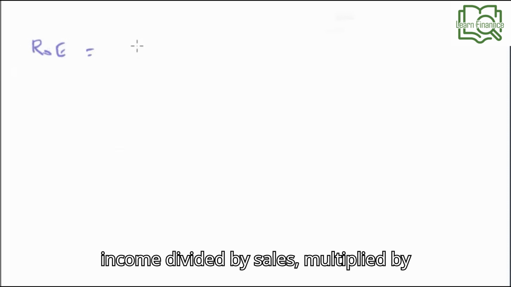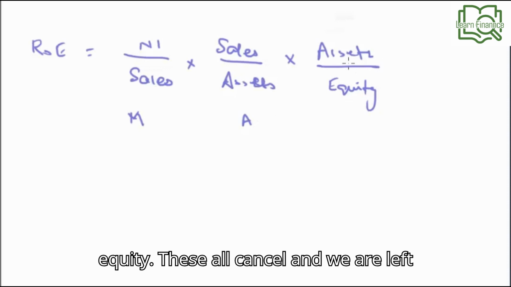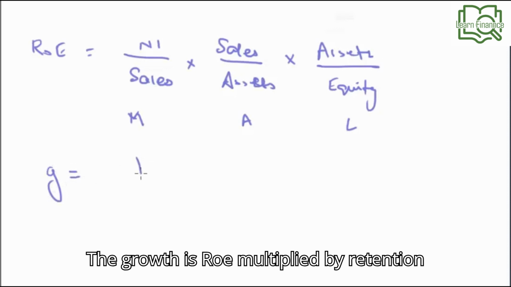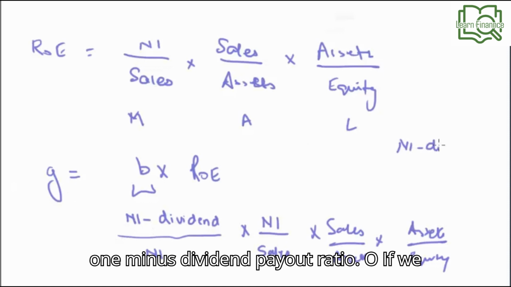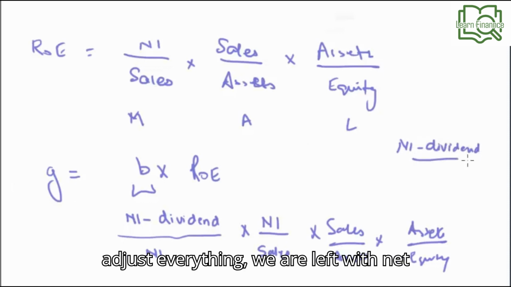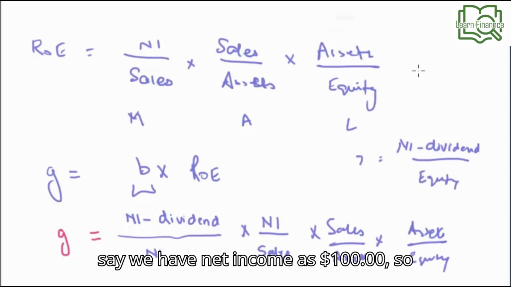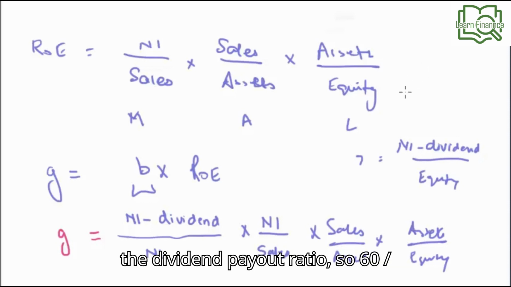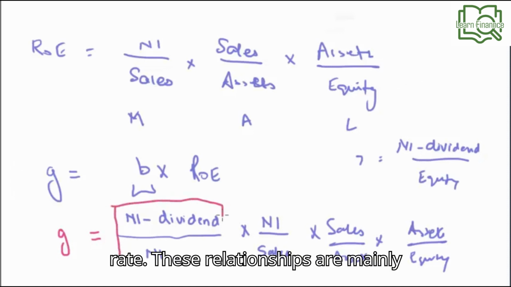So, we can see that ROE is equal to net income divided by sales multiplied by sales, then divided by assets, then multiplied by assets, and divided by equity. These all cancel, and we are left with net income divided by equity. So, the growth is ROE multiplied by retention rate, where retention rate is nothing but 1 minus dividend payout ratio. So, if we adjust everything, we are left with net income minus dividend divided by equity, and this would represent a growth. Let's say we have net income as $100. So, we are left with $60 as 40% is the dividend payout ratio. So, 60 divided by 100, which is 60%, is our retention rate.